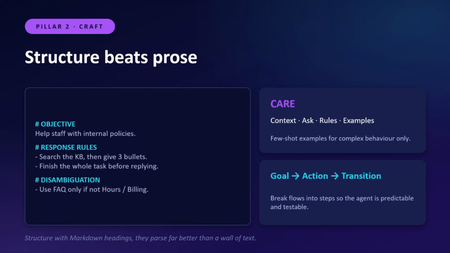It needs clear instructions. So as shown in this little snippet here, have a clear objective, have response rules, and also say what it should do if it's the opposite of what we're saying. So use the FAQ only if not hours or billing, right? So guide your agent as to how you respond, and if you can't, don't go and do your own thing, just do this, right?